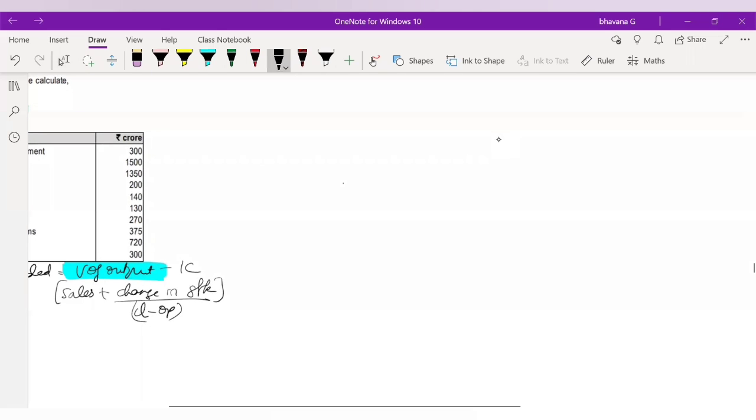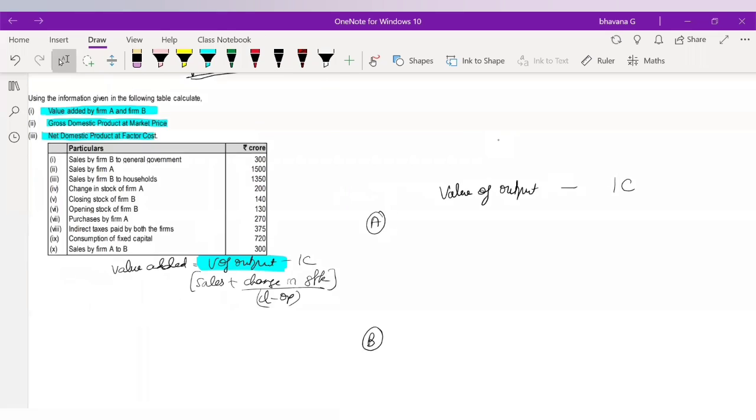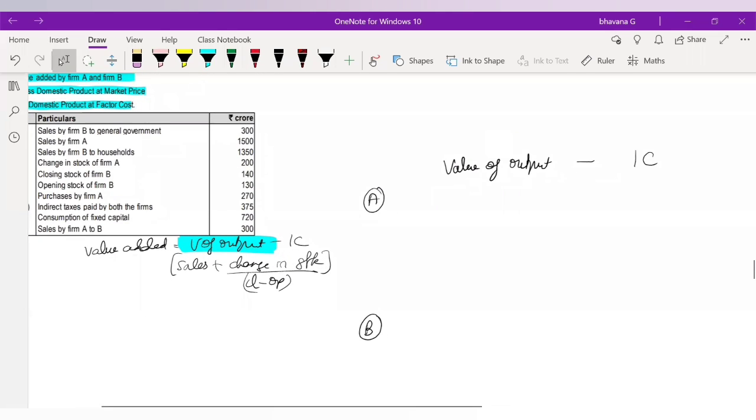Once again, first we will do value of output minus intermediate consumption. Here you will have firm A and here firm B. Now we will start by seeing the question. They have told you sales by firm B to general government. Whatever firm B has sold to the general government is its output only. So the value of output of firm B is 300.